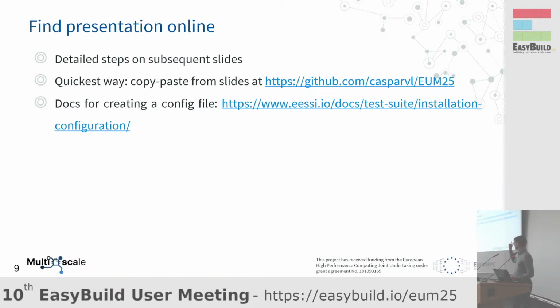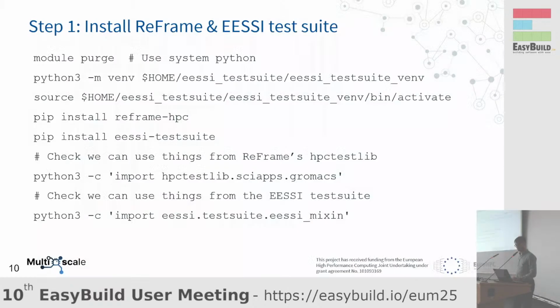The presentation is online, so there are some commands in here that you can just copy paste to make things faster if you want. It's in my GitHub. My GitHub handle is Caspar VL, and then there's a repository EUM'25. We also have official documentation, of course, on how to write these configuration files. It's much more extensive than my slide, so if you want that for reference, it's there.